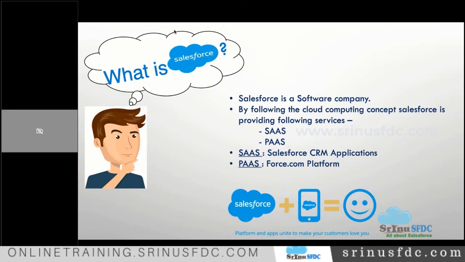So by using that, they are offering two types of services: software as a service and platform as a service. As a software as a service, they are providing Salesforce CRM applications. Salesforce is very famous for CRM. So what is CRM? I'll explain in the next two slides.